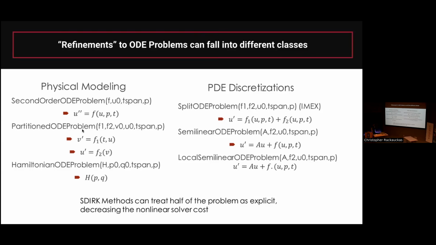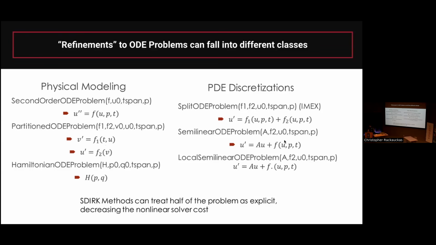And another case is with Hamiltonians, right? So Hamiltonians, if you discretize them by the partial H, partial P, partial H, partial Q, you end up with a partition ODE problem, but you end up with a partition ODE problem that is not necessarily going to be time dependent. And knowing that it's non-time dependent gives you more optimizations for your ODE solver, right?